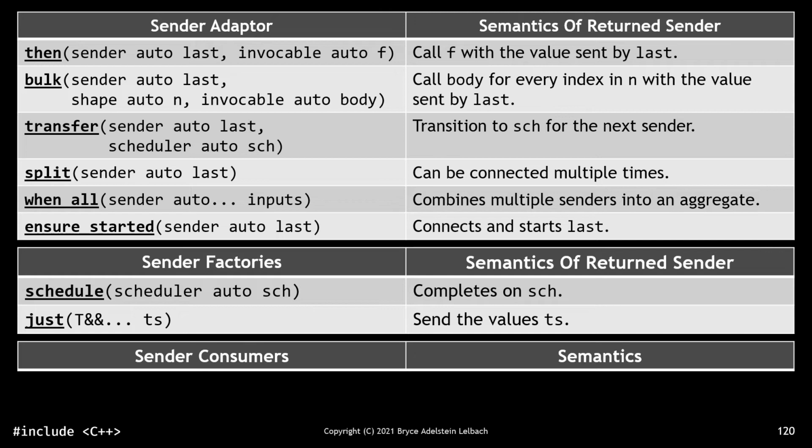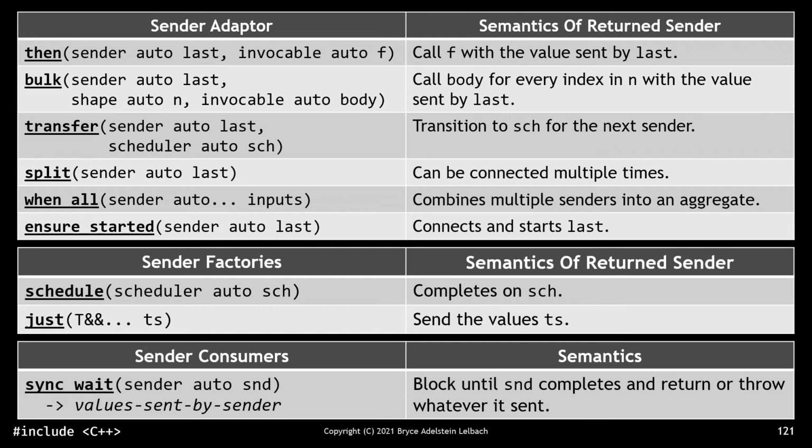The last kind of sender algorithms are sender consumers. They take senders but do not return senders. They typically launch a sender graph by connecting and starting it. They are the leaf nodes of sender graphs. Sync wait is a sender consumer and synchronization primitive that blocks until a sender completes and then returns or throws whatever was sent. The sync wait that you'll see in most examples will be in the std::this_thread namespace. This is a concrete form of sync wait that uses a blocking mechanism suitable for use in std threads or the main thread. We imagine in the future there may be additional forms of sync wait, such as one that is suitable for use with fibers.